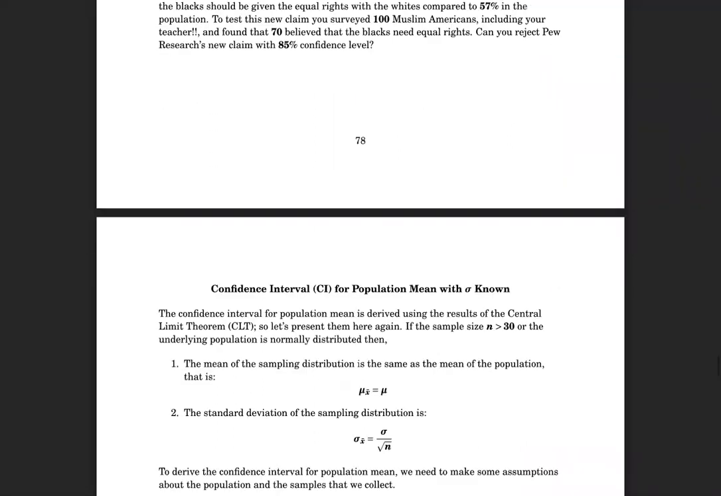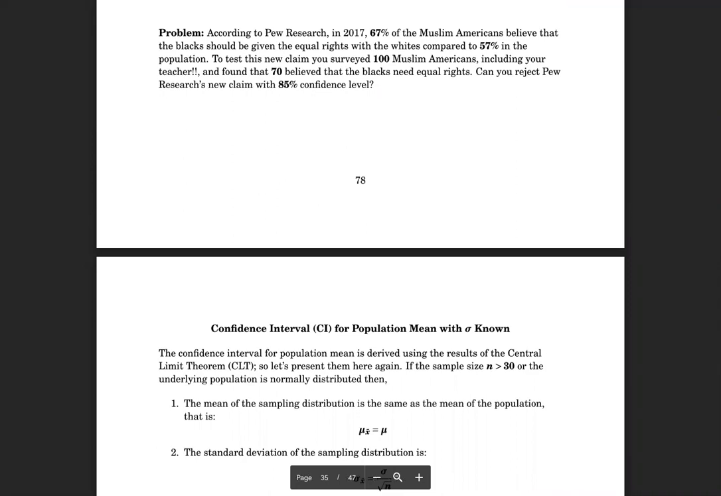Exactly the same thing, doing the same problem again and again. According to Pew Research in 2017, 67% of the Muslim Americans believe that the blacks should be given equal rights with the whites, compared to 57% in the population. In the population, 57% of the people believe that blacks should be given equal rights to whites, whereas in the Muslim community, it is higher.